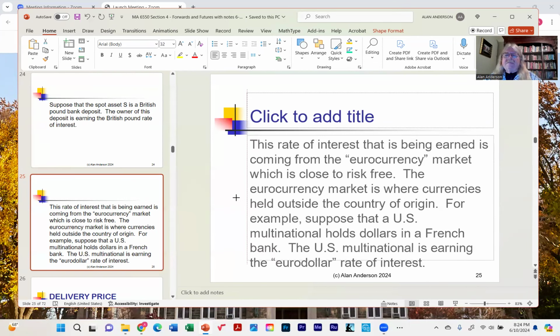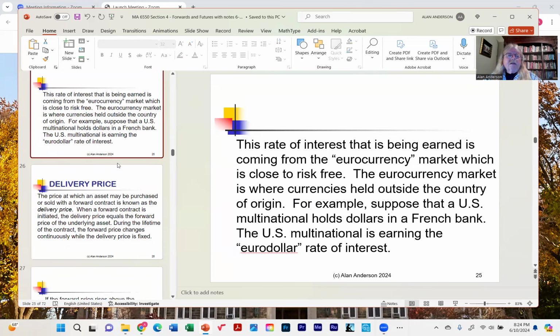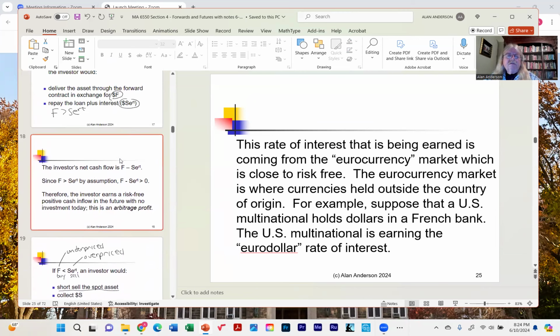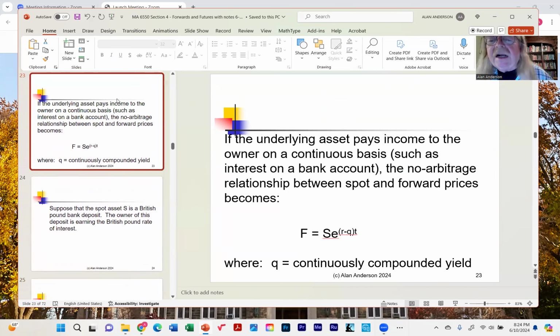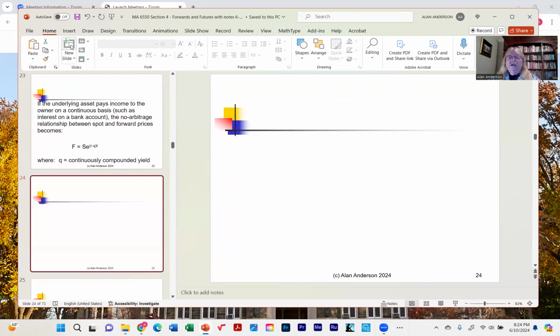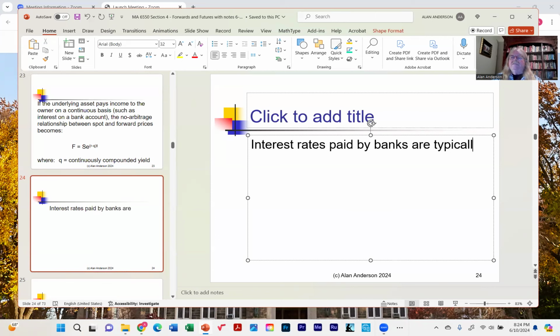So what's happening here is that I'm assuming that I own a foreign currency. Let's see where. Okay, here we go. This is what I was looking for. Now, the interest that I earn on a bank deposit, no matter where it's located, typically the normal convention is that interest rates paid by banks are typically compounded daily.